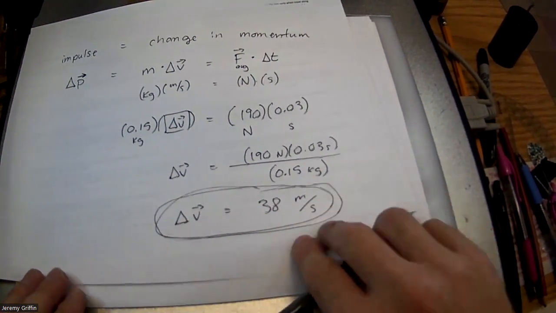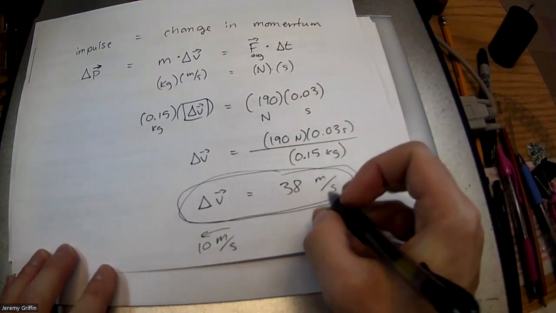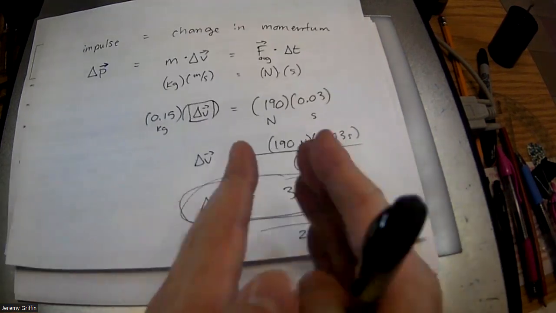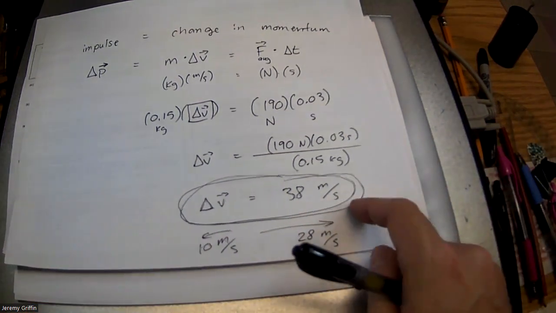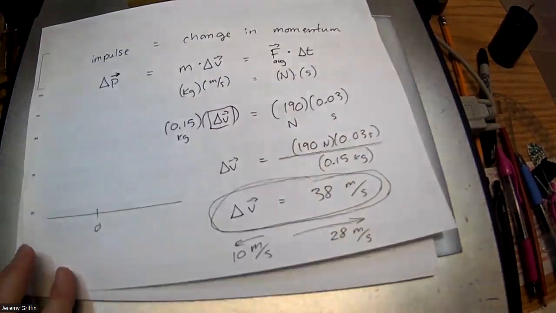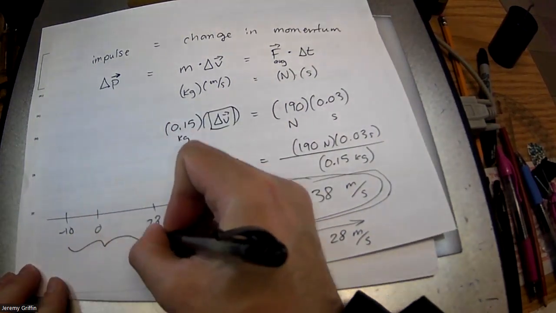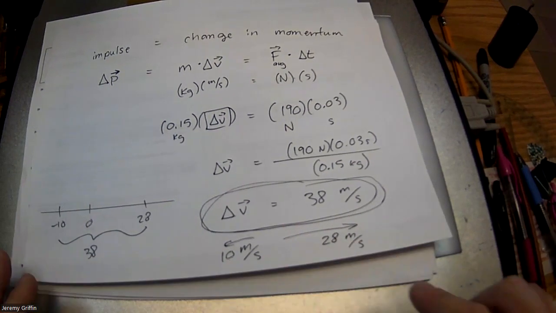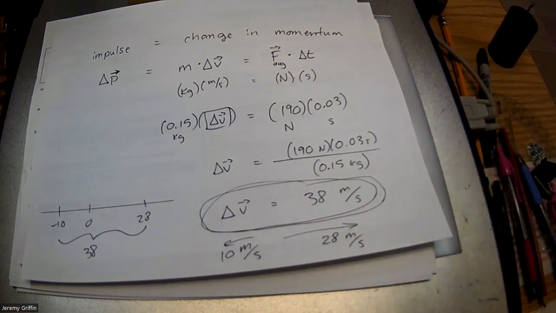But you know what else would work? What if you throw the ball at the plate at 10 meters per second, and it's hit back, bam, at 28 meters per second? You guys see 10 to the left and 28 to the right is also a difference of 38, right? Let me throw that on a number line. You've got zero right there. If you have negative 10 here and positive 28 here, the difference would be 38 units. So many different scenarios could play out with these numbers.